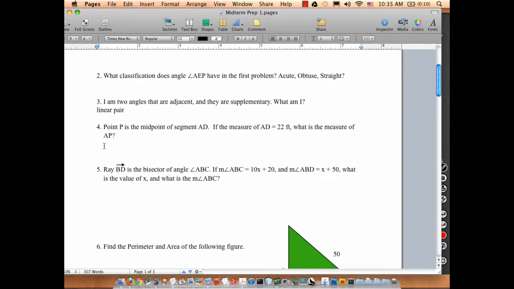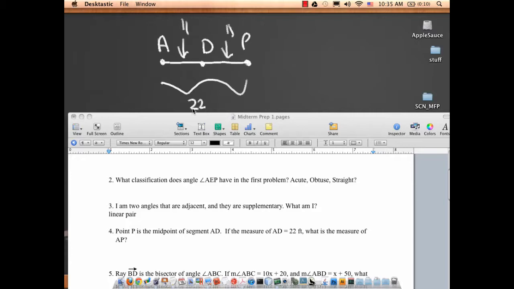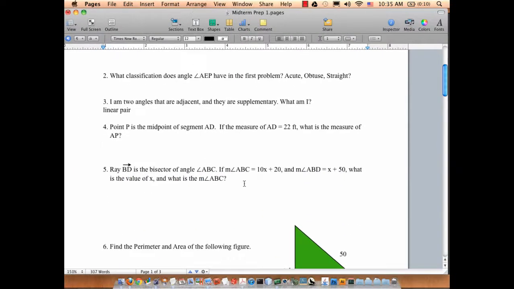Point P, J, please, no talking. I am point P, the midpoint of segment AD. If the measure of AD is 22, what is the measure of AP? 11. Has to be 11, right? So here's A, here's P, here's D. If the whole thing is 22, then each piece has to be 11 because P is the midpoint of the two.